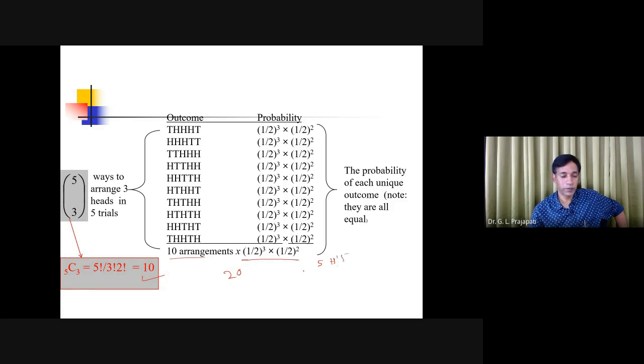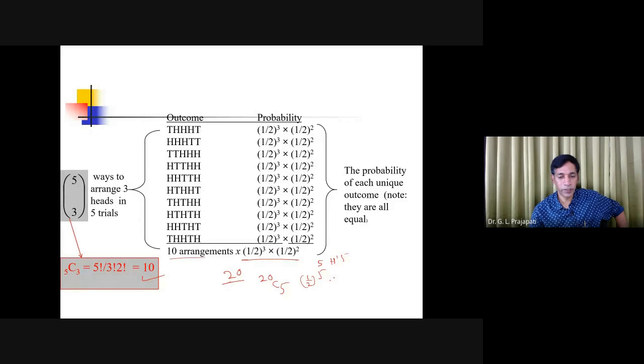So how can you determine the 5 heads out of 20? You have to determine 20C5. These are all the possible combinations you have, and every time you have 5 heads out of the 20. The probability of 5 times head is 1 by 2 raised to power 5, multiplied by the remaining, which will be tails.